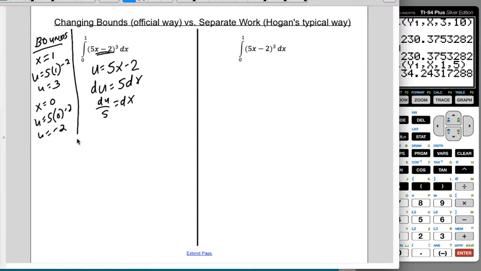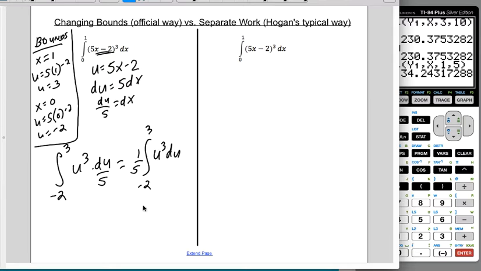So if you're going to replace your bounds, you're going to replace this integral. The second I plug the u stuff in, I have to change the bounds at the same time. So I'm going to get the integral from negative 2 to 3 of u cubed times du over 5. See how when I changed the integrand to have u's, I had to change the bounds to also be u's. The advantage to doing this is when I'm done, I'm not going to have to change my stuff back to x's, because I'm not being asked to find the indefinite integral value. I'm just being asked to find a numerical value.